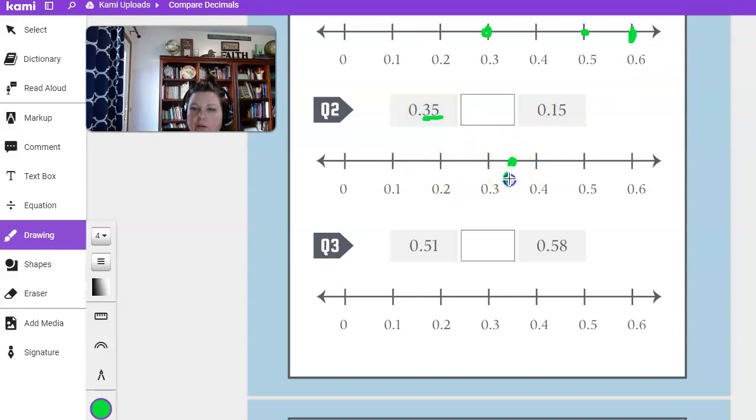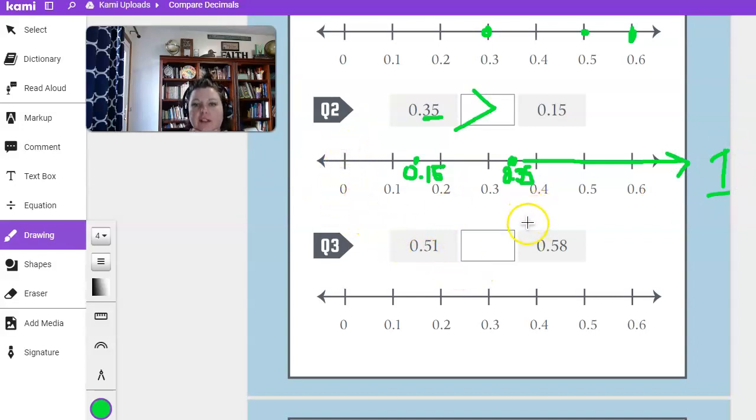So 0.35 here. 0.15 would go in between 1/10 and 2/10. And so which is the greater decimal? The 0.35, because it's closer to the 1 as a whole number than it is to 0.